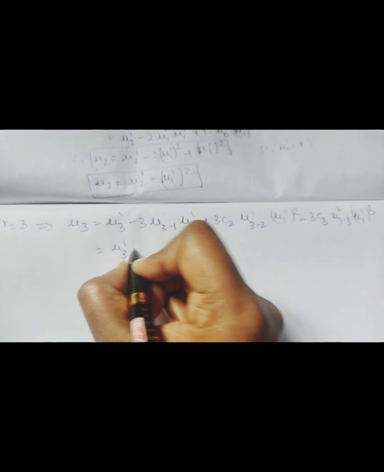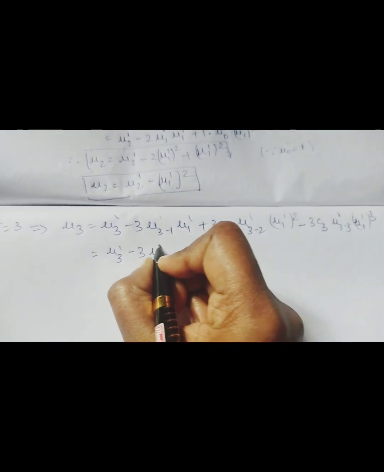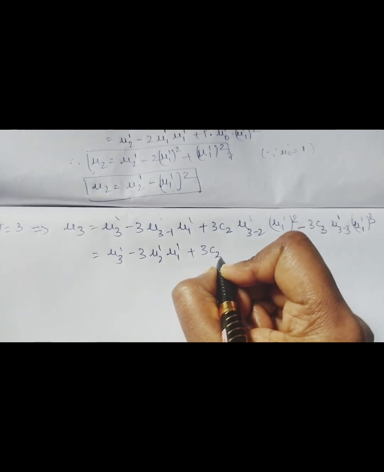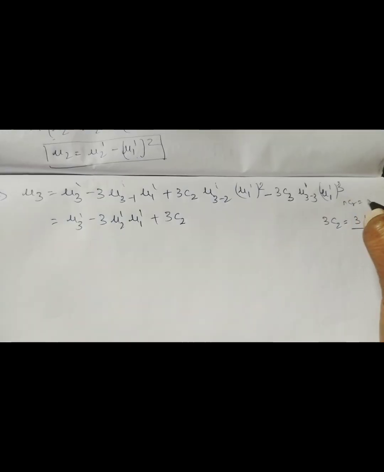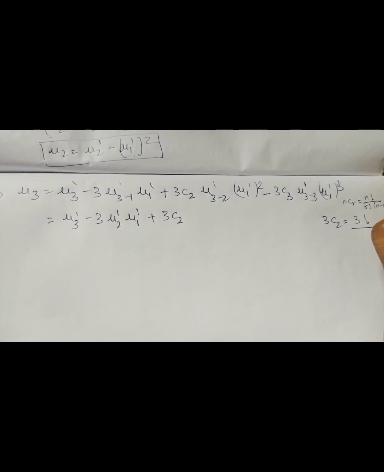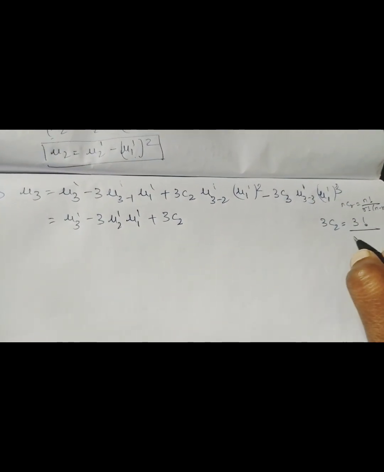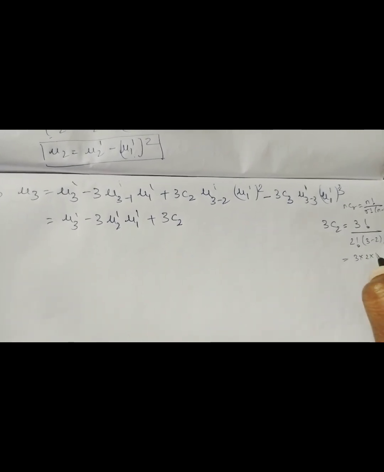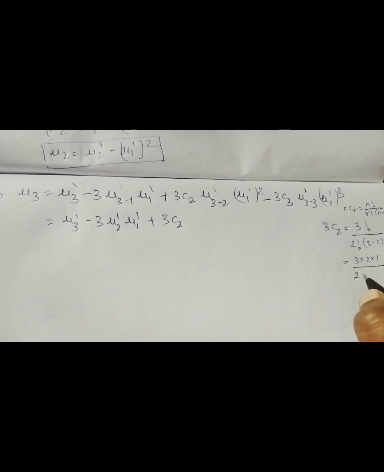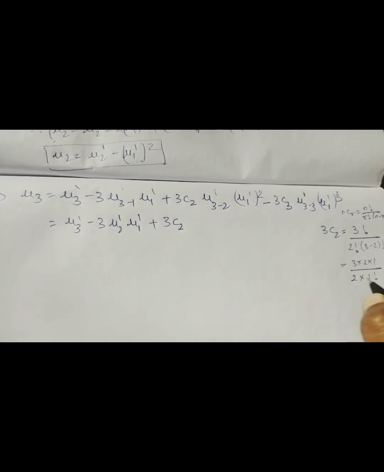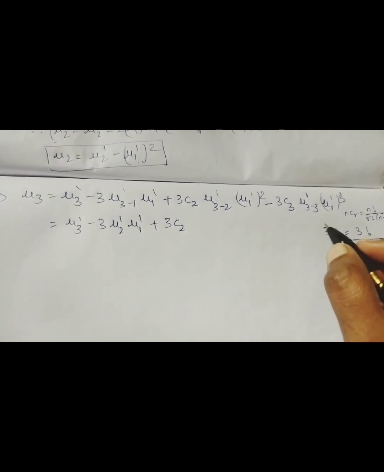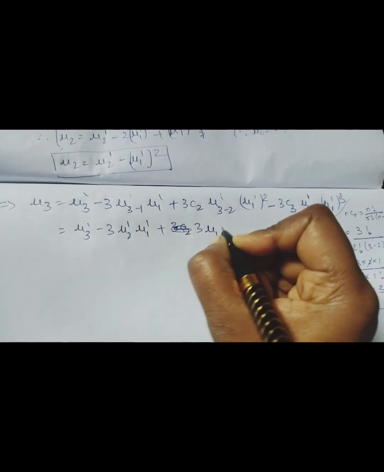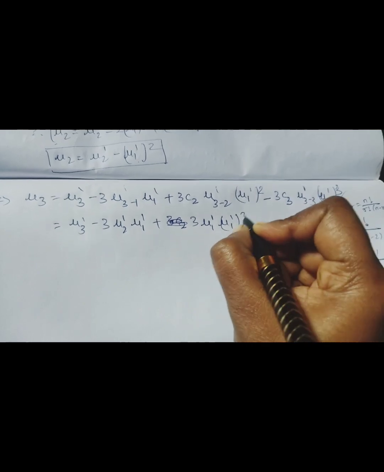So μ3' minus 3μ2'μ1', right? 3 minus 1 is 2, so 3μ2'μ1', plus 3C2. 3C2 is equal to n factorial by r factorial into (n minus r) factorial, where this is our n and this is our r. So 2 factorial into (3 minus 2) factorial. 3 factorial expansion is 3 into 2 into 1, divided by 2 into 1 into (3 minus 2) factorial, which is 1 factorial. 2 and 2 get cancelled, so it is equal to 3. So we can substitute here directly: 3C2 is 3, μ1' into μ1'² minus 3C3.